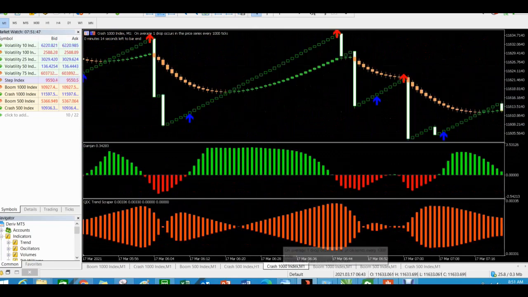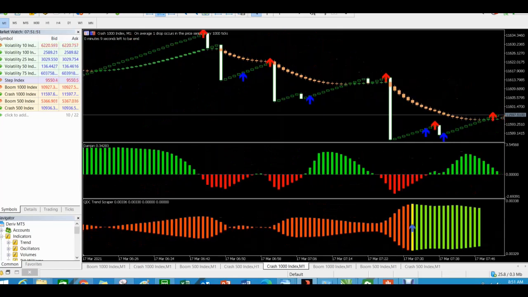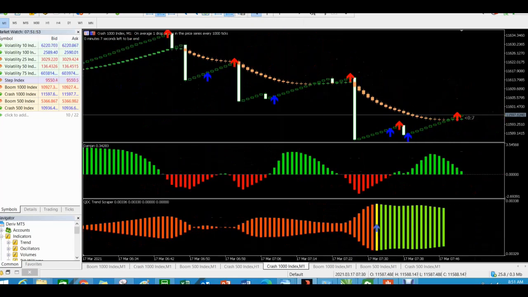Okay, let's check Crash 1000. Let's see what is happening. Okay, Crash 1000 is just going on uptrend. It came out with an exit arrow. This is for a short period trade, but check it out, the market is on uptrend, so I can still place more orders with this because the market is on uptrend.